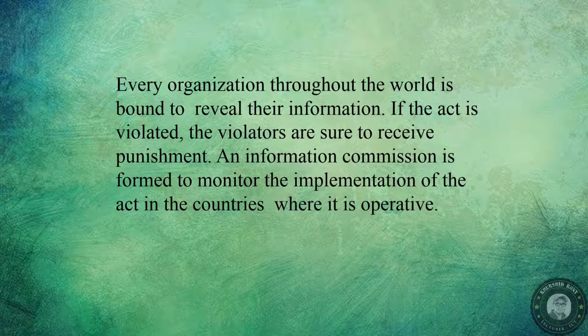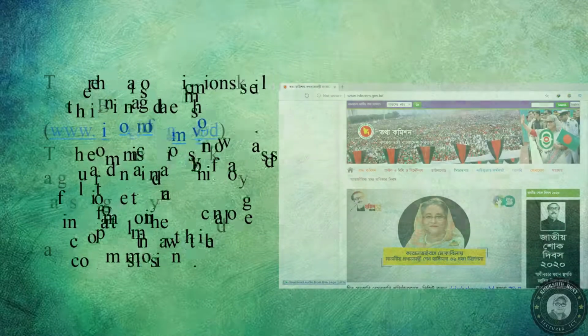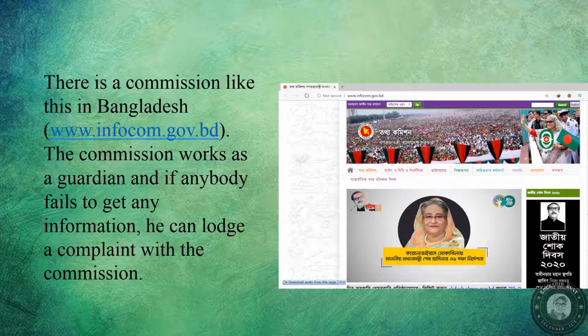Every organization throughout the world is bound to reveal their information. If the act is violated, the violators are sure to receive punishment. An information commission is formed to monitor the implementation of the act in the countries where it is operative. There is a commission like this in Bangladesh, www.infocom.gov.bd. The commission works as a guardian, and if anybody fails to get any information, he can lodge a complaint with the commission.